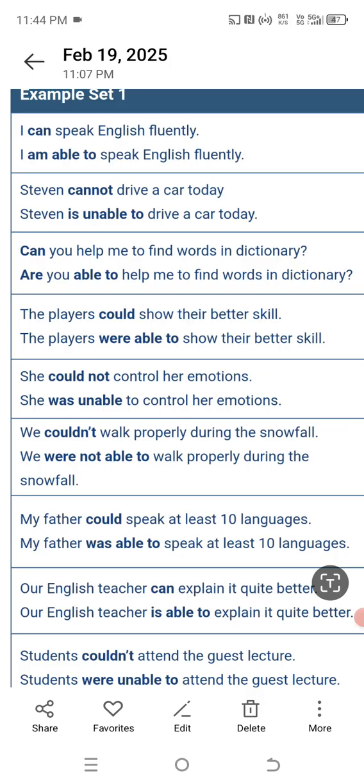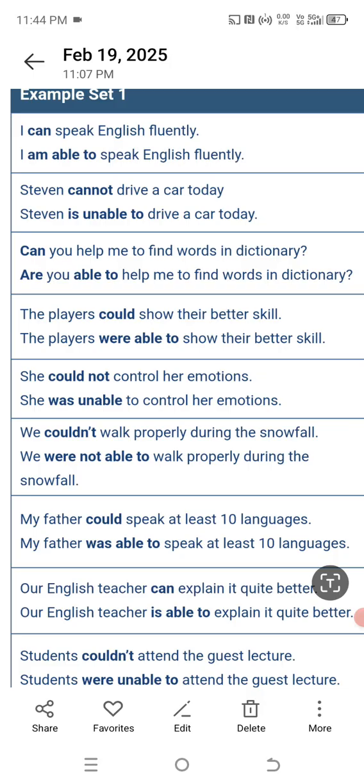Can you help me to find words in dictionary. This is the interrogative sentence and begins with the modal can. So we should remove the can and take the to be's correct form, because can is a present form, and that's why we have to take the proper to be's form according to the subject of the sentence. Here the subject is you, and that's why we should take are. So remove the can and write are, and in this way, are you able to help me to find words in dictionary.